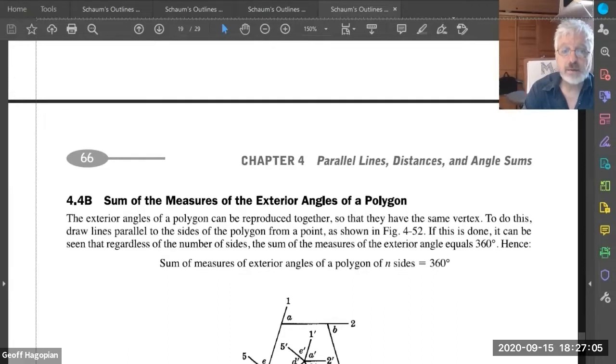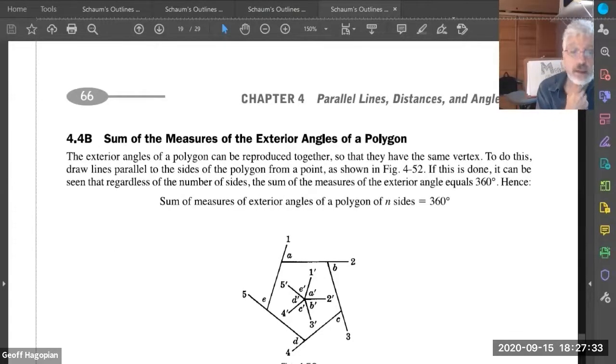Okay. So exteriors of a polygon can be reproduced together so that they have the same vertex. What are they talking about? Reproduced together so that they have the same vertex. Okay, so you see that angle A here corresponds to angle A prime. Angle A here corresponds, so there's 1 and 2 on the interior. We sort of bring them all together, reproduce together, right?